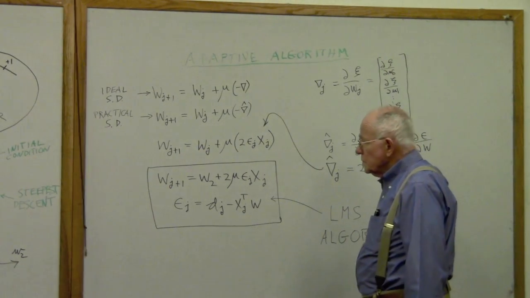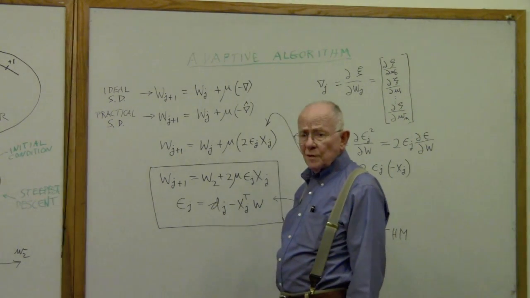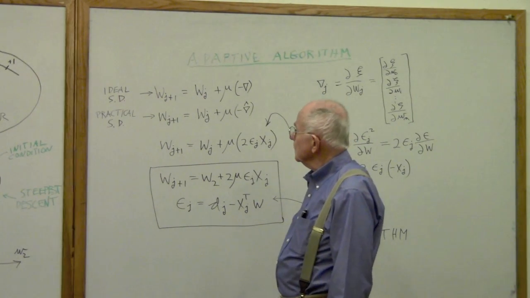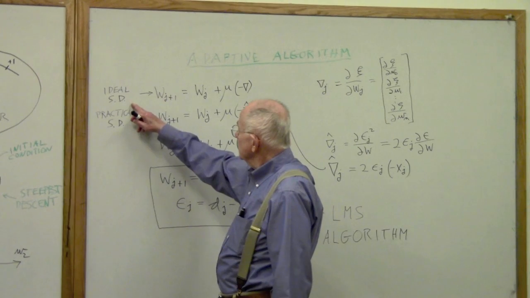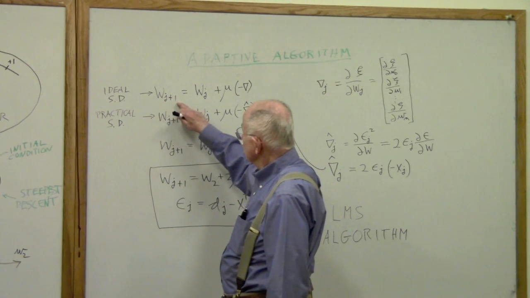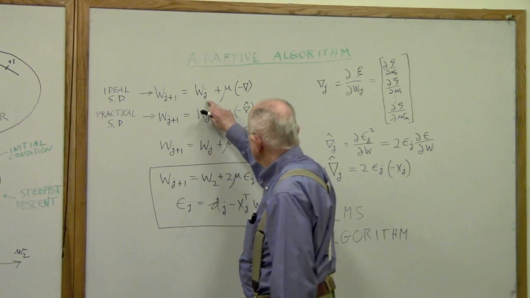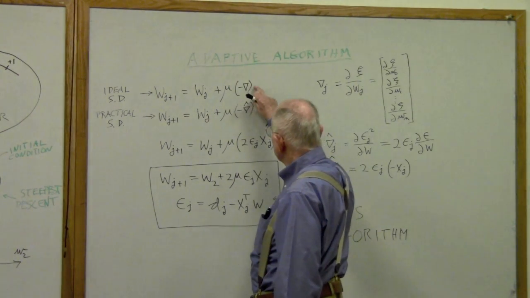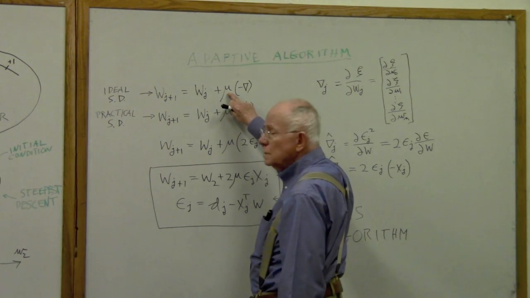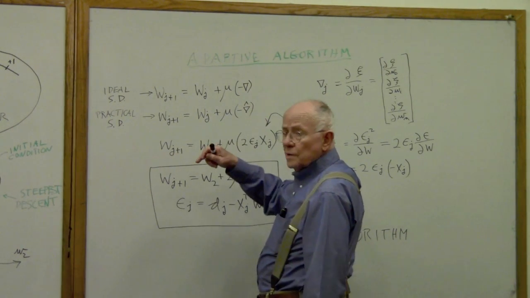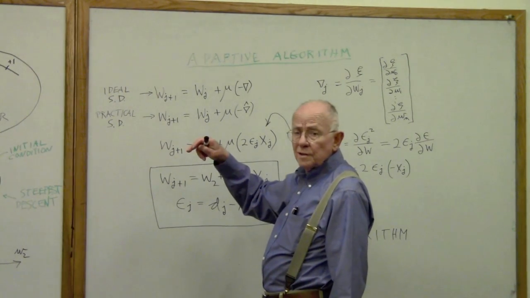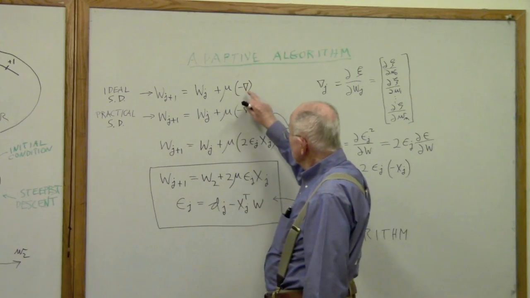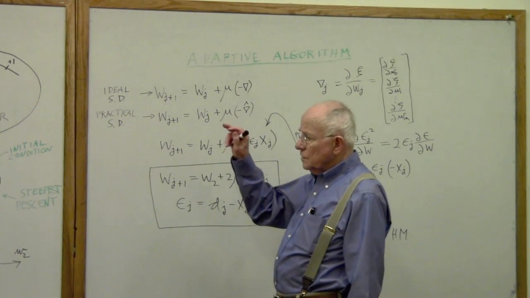So we're going to use steepest descent to get to the bottom of the bowl, to optimize the settings of the synapses. The ideal steepest descent says the next weight vector equals the present weight vector plus a parameter mu that you choose, multiplied by the negative gradient. The bigger you choose mu, the bigger jump you make in proportion to the negative of the gradient. Mu should be a positive coefficient. You want to go in the direction of the negative gradient because that takes you down.